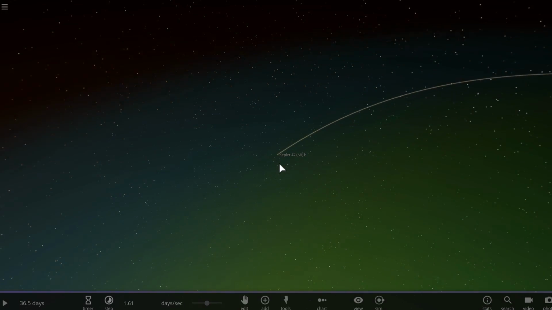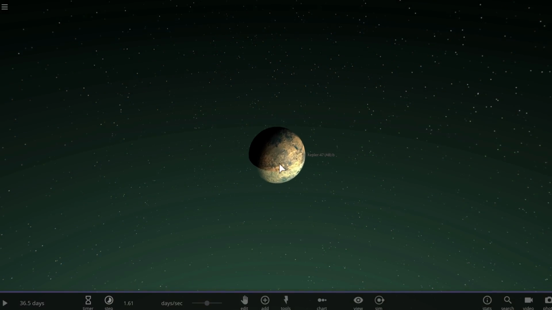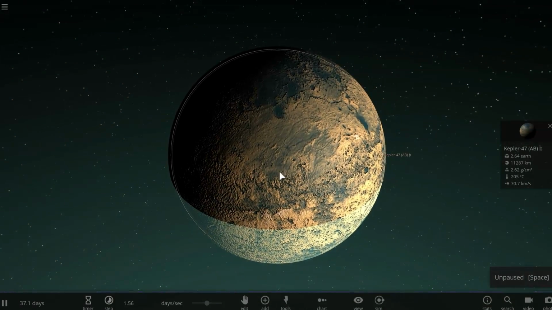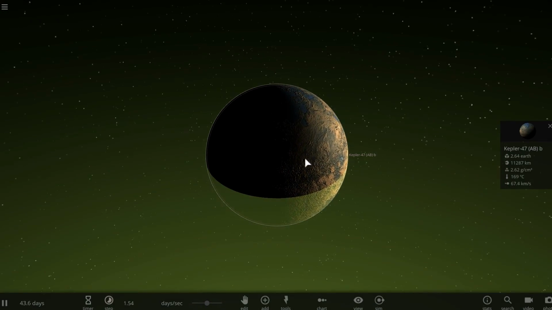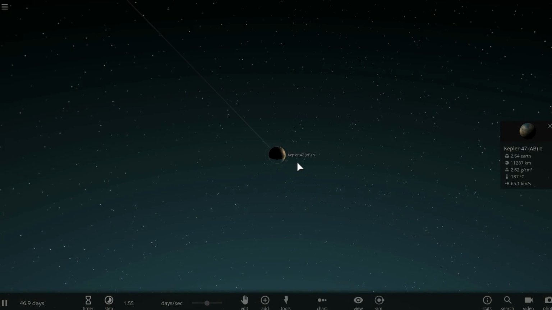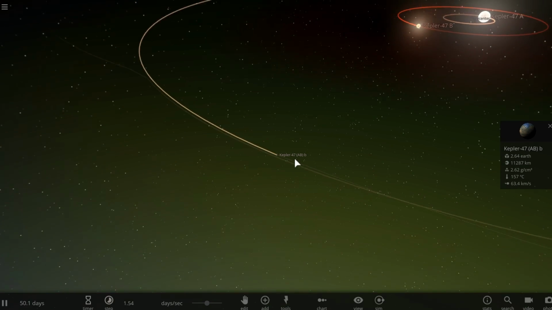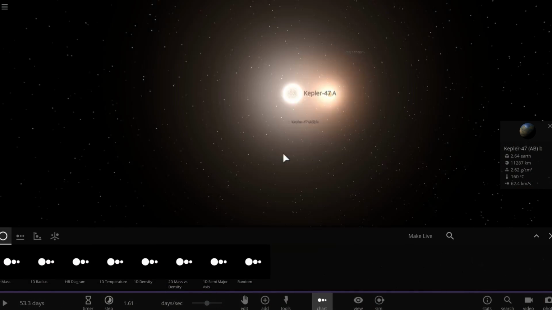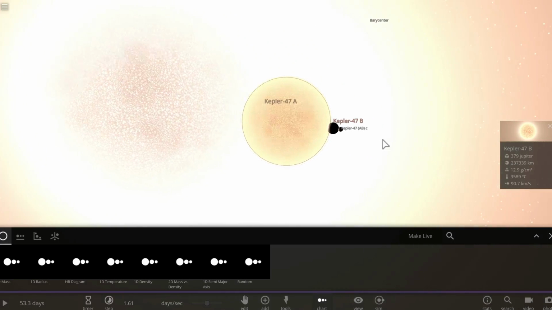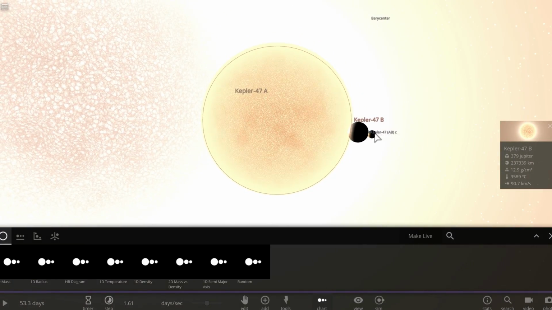But by the way, this is the second planet here, and as you can see, it is a little bit hot. It has temperatures of about 100 to 200 degrees Celsius, but it is a rocky world. It's about 2.6 masses of our planet Earth. And all in all, the system actually kind of looks like this.